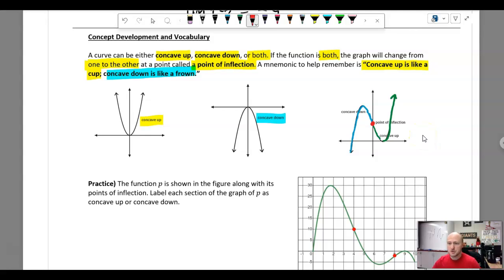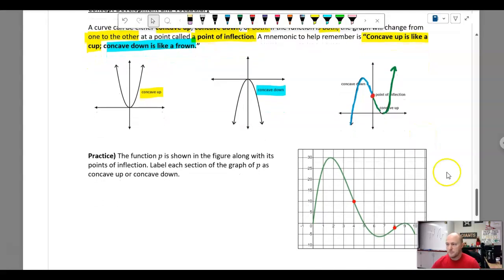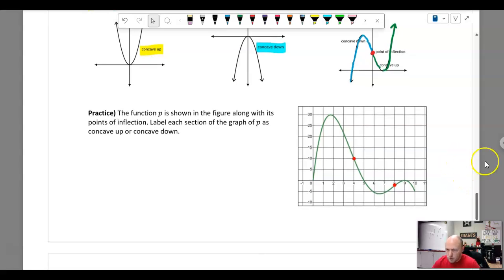Okay, pretty straightforward. So here's a practice problem, and we have given you the points of inflection. You can see here at x equals 4 and x equals 8, and you just want to go ahead and identify each section as concave up or concave down. Okay, go ahead, pause me for a second if you need to, and label these sections.